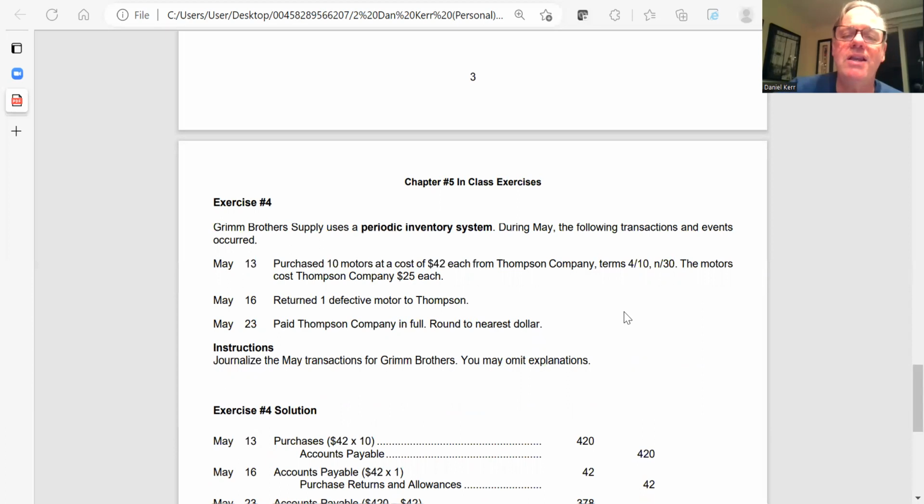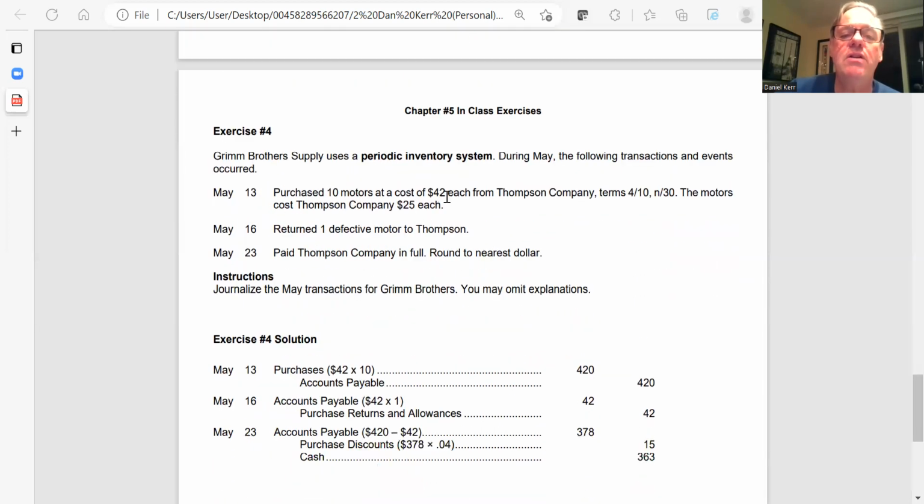Rather than debiting inventory for a purchase, you're going to debit something called purchases. So let's take a look here. Purchase 10 motors at $42. Terms 4/10, n/30. The motors cost Thompson Company $25. So to record the purchase, it's 10 units times 42. There's my $420, and a credit to accounts payable. So notice under the periodic system, I'm not debiting inventory. I'm debiting an account called purchases.